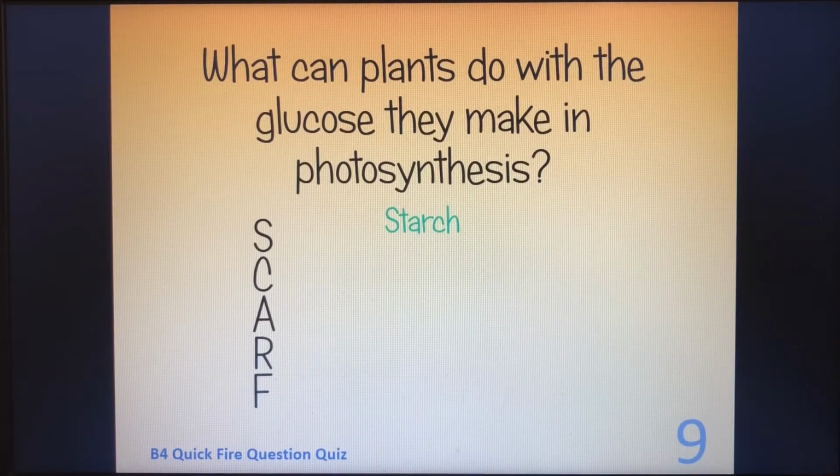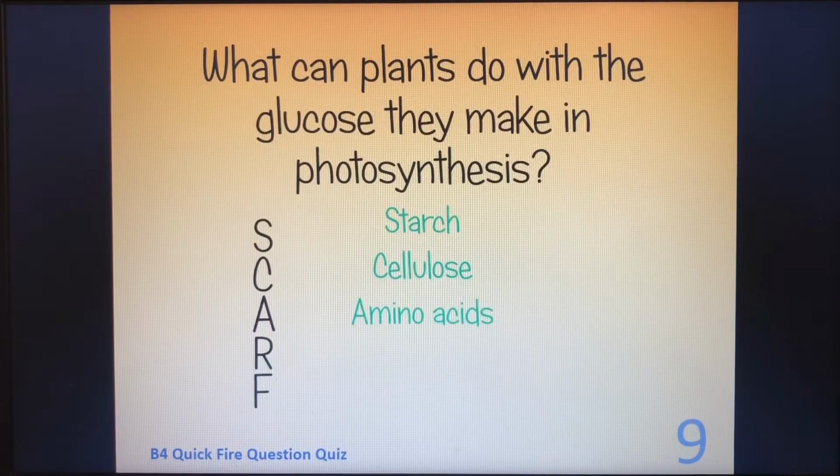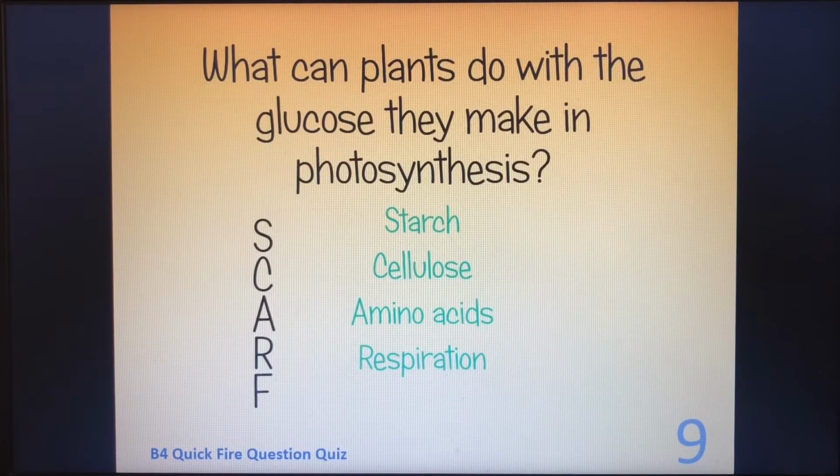So some of it is converted into larger molecules, insoluble molecules called starch. Some of it is used to make cellulose, which is used to strengthen the cell wall. Some of it is used to make amino acids, which then build up into proteins and are used for growth. Some of it is used in the reverse of photosynthesis for respiration, which releases energy. And some of it is stored as fats and oils.